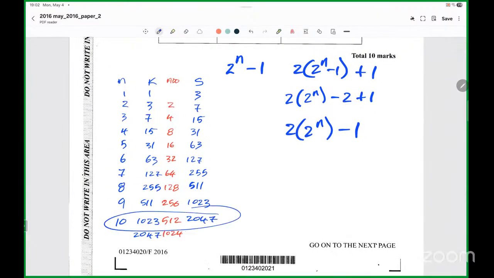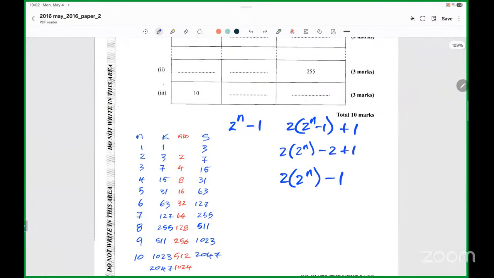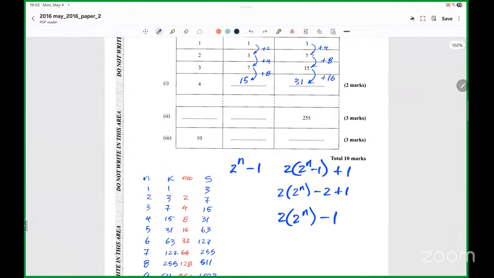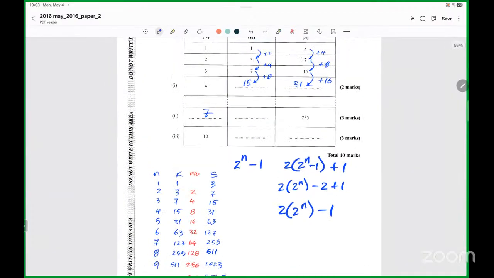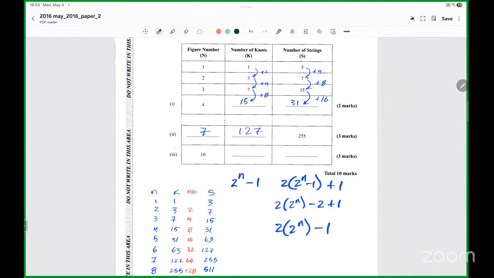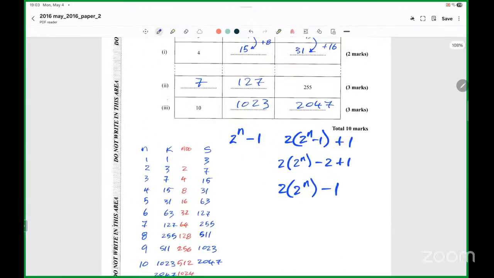So if I'm in the exam room, I just add it up like that. Right? And the row that corresponds to 255 is this row. So this one is 255, this is 127, and the row that is 10 is 1023 and 2047. Let's test them in a formula.